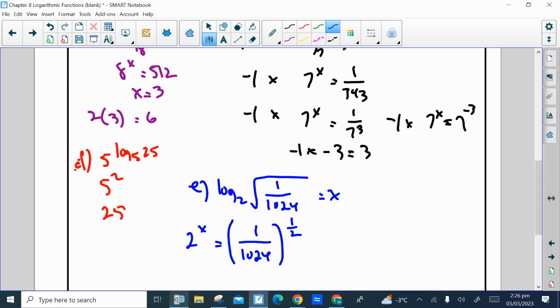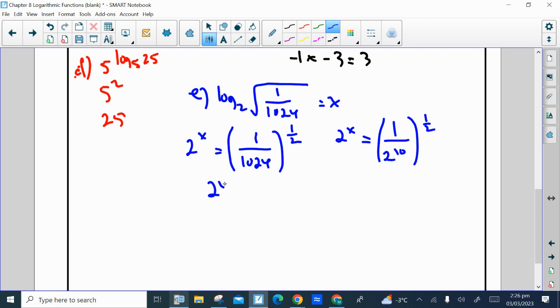Yes, it is. So I can say 2 to the x equals 1 over 2 to the 10th, to the power a half. So 2 to the x will equal 2 to the negative 10 to the power a half. And when I multiply the exponents on the right, negative 10 times a half is negative 5. Now we've got both sides expressed as a single power with the same base, so the exponents will be equal as well. And the answer is negative 5.